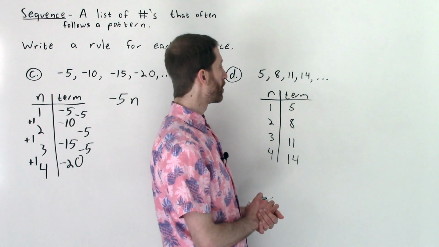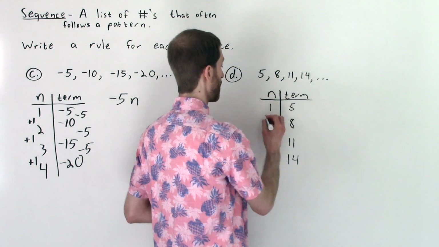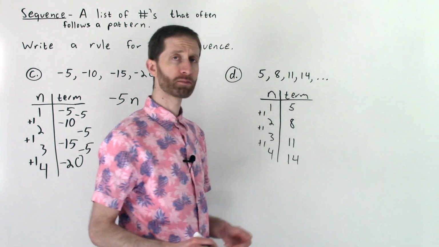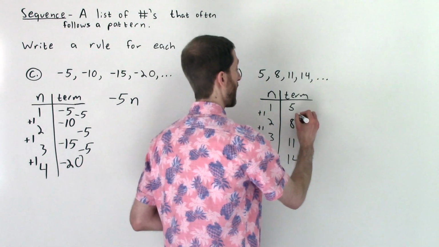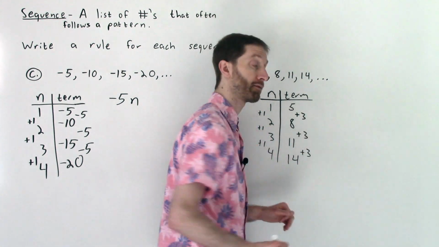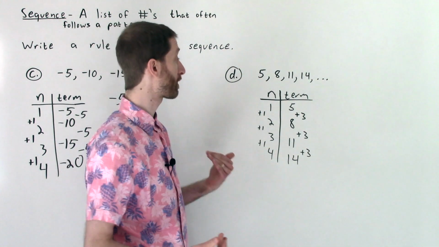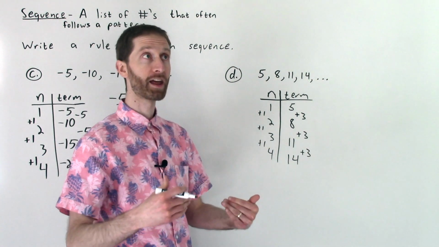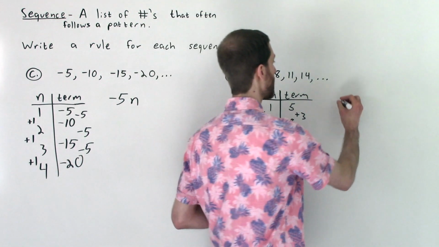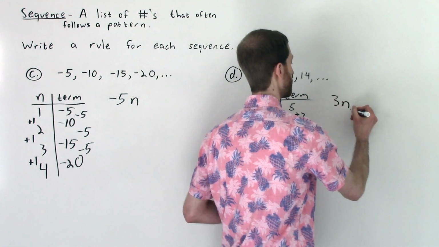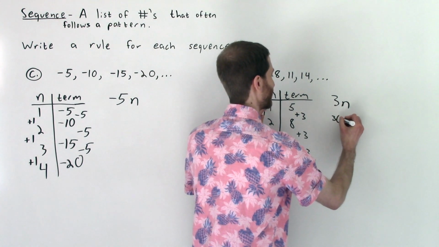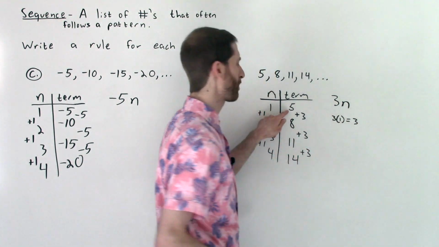Okay, so now we've got our n values, each of which continue to go up by 1 every time, and the terms are going up by 3. We add 3 to 5 to get 8, 3 to 8 to get 11, and 3 to 11 to get 14. So we're repeatedly adding 3 for every one n. 3 per n. That's multiplication of 3 times n. Oh, so let's check our work. Well, if I do 3 times 1, I get 3, and I want 5.